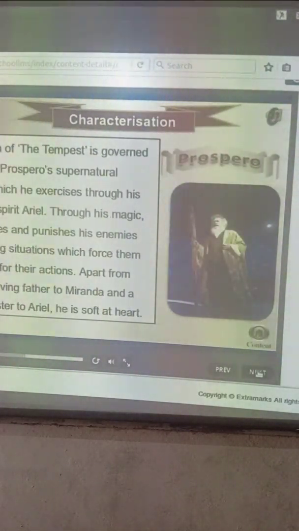Now, let us analyze the character of Prospero. The action of The Tempest is governed mainly by Prospero's supernatural powers, which he exercises through his obedient spirit, Ariel. Through his magic, he subdues and punishes his enemies by creating situations which force them to repent for their actions. Apart from being a loving father to Miranda and a good master to Ariel, he is soft at heart.